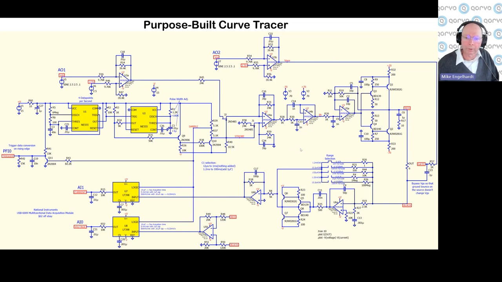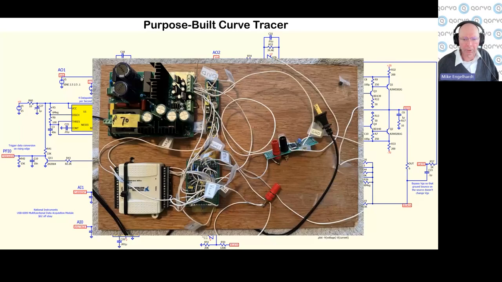So, I've heard that these circuits are built on circuit boards. So I used mahogany when I built it. All right, and that's the curve tracer.